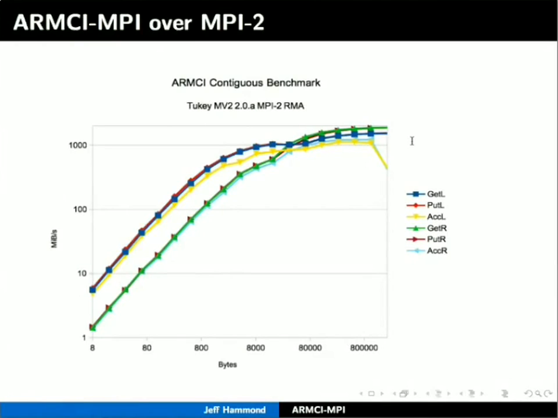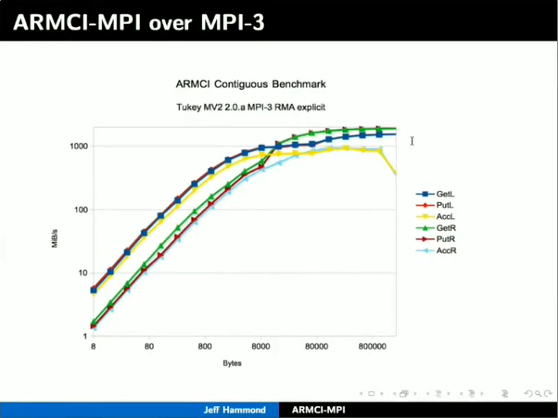So the performance here, if you look at the raw data, it's pretty good. It's comparable to the native port. On QDR InfiniBand, we're getting 2 gigabytes a second bandwidth at the high end, or close to it. The latency is on the order of a microsecond or 2. It's exactly where we'd like it to be.